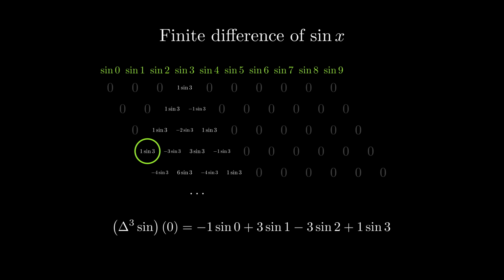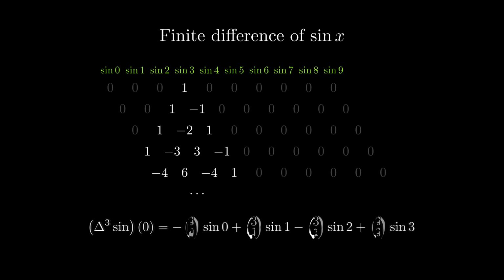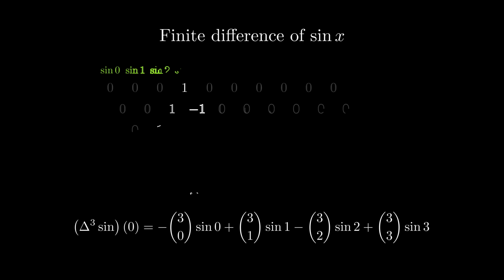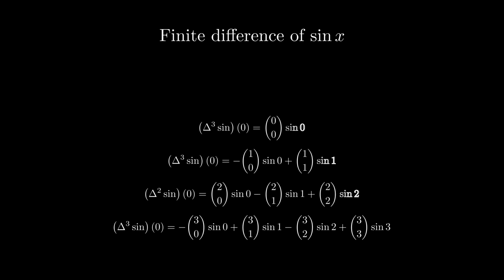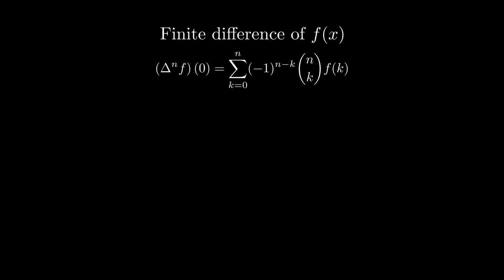Notice that the structure that forms when we seed the top row with a 1 is the dark side of Pascal's triangle, so we can actually generalize these numbers. Now the true values of the diagonal are exposed, and we can write their exact form in terms of the function. Here is what they look like for sine of x, and in general for an arbitrary function f of x.